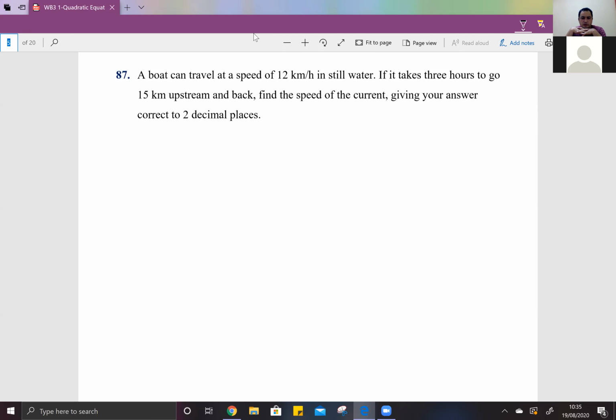So, did you understand the question? It's about a boat, right? Traveling at the speed of 12 kilometers per hour in still water. Okay, that's the speed of the boat, right? If it takes 3 hours to go 15 kilometers upstream and back, that's the total time. Find the speed of the current, giving your answer correct to 2 decimal places. I'm going to just let you solve this and explain to me, and I'll just watch you, and if I need to give some feedback, I will do that. Otherwise, if everything's okay, we will just move to the next question.